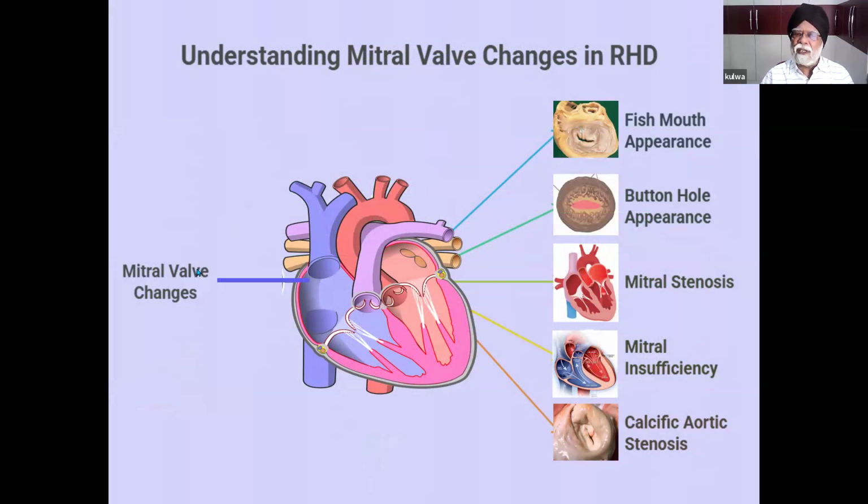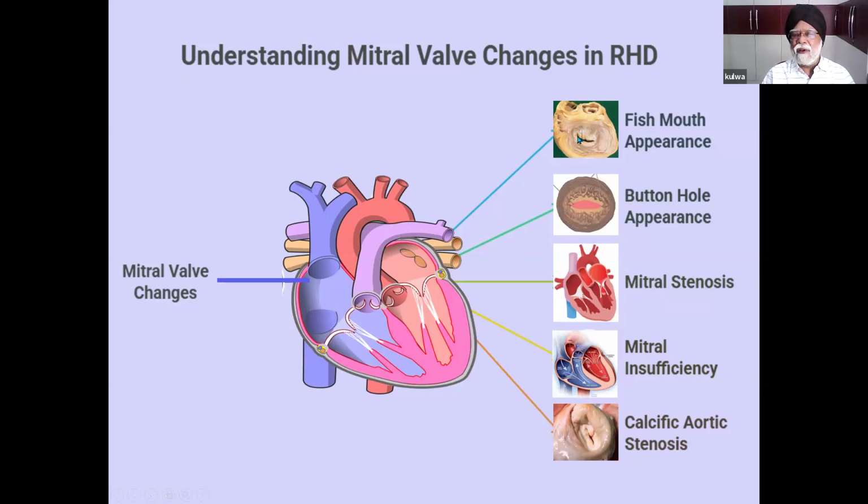So what are the changes which take place? Due to the distortion of the mitral valve, the shape of the mitral valve gets disturbed. This is a disturbed mitral valve, which is looking like the mouth of a fish. You can see, these are the eyes and this is the mouth of the fish. So this appearance, this is nothing but the mitral valve. This appearance is known as fish mouth appearance.